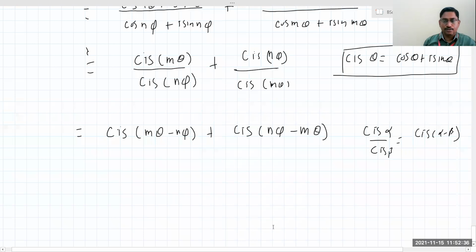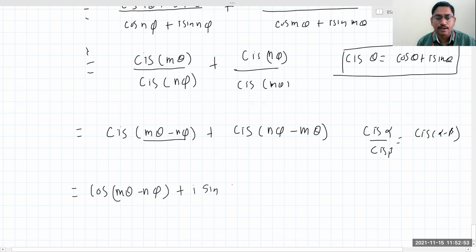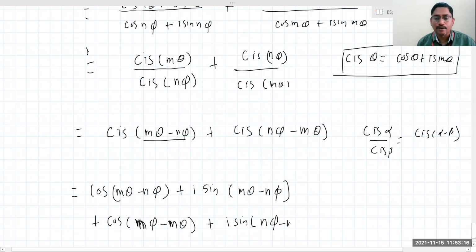So what do you get at last? Just write the full form of this. Cis means cos of m theta minus n phi plus i sine of m theta minus n phi. Next, cos of n phi minus m theta plus i sine of n phi minus m theta.